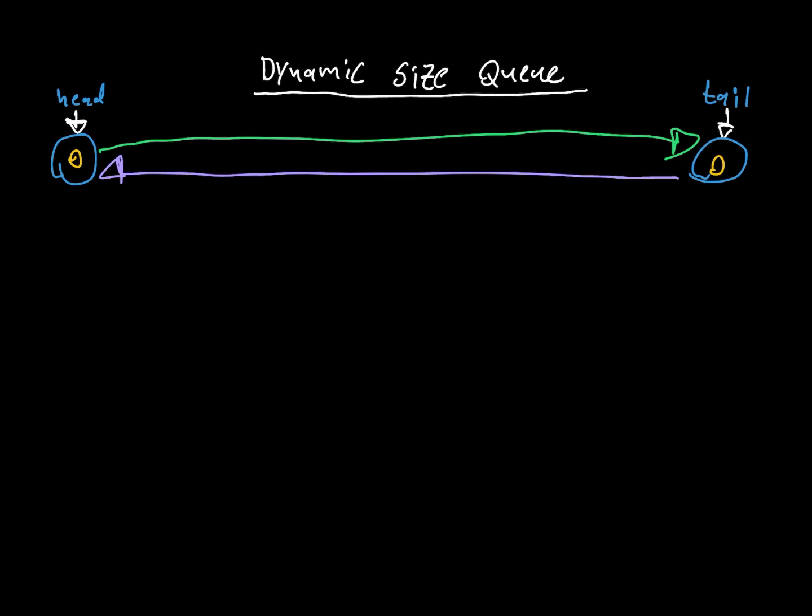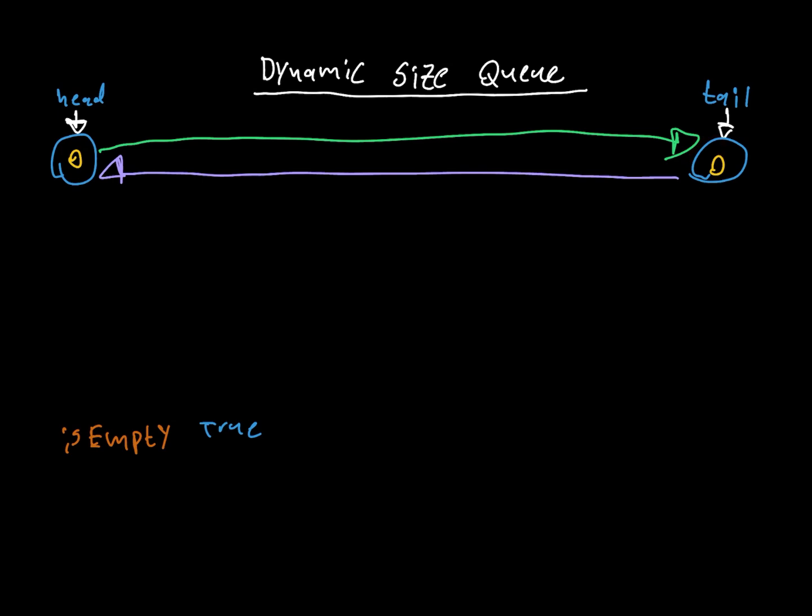So if we did isEmpty here, it's going to evaluate to be true, because we see that if we go to the head sentinel node, it's pointing to the tail sentinel node as the next.